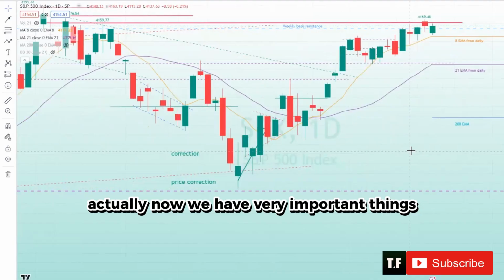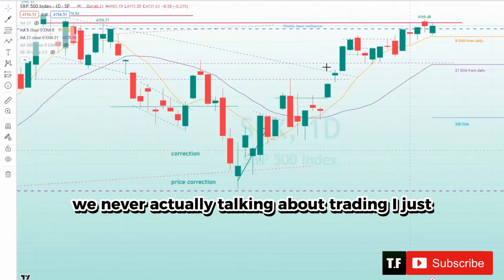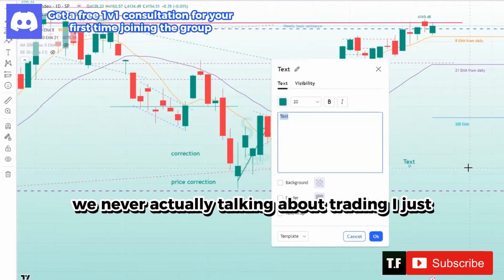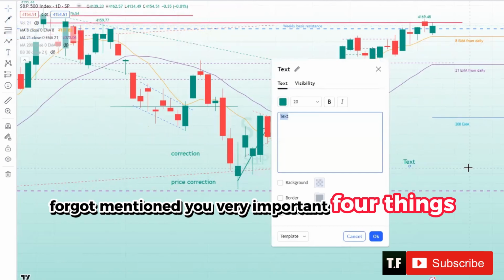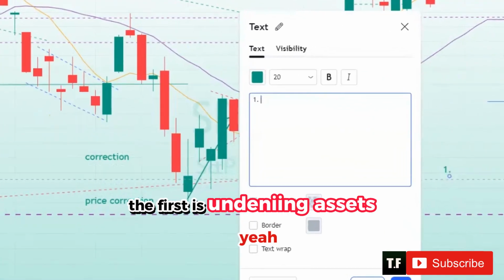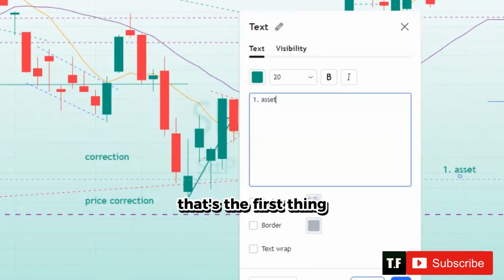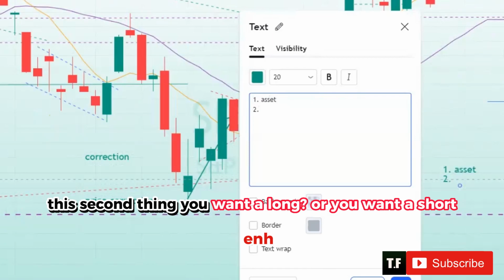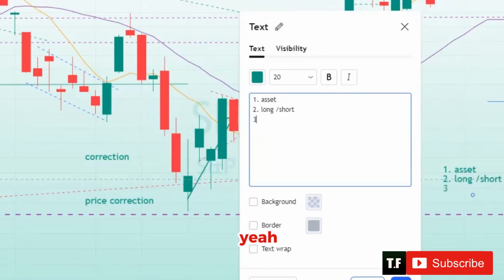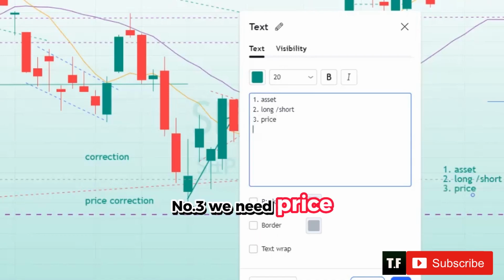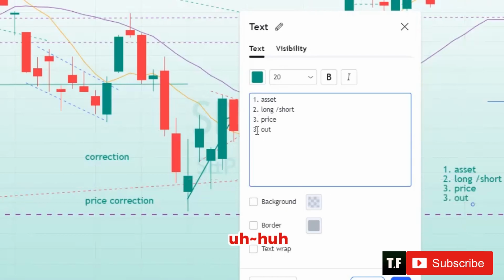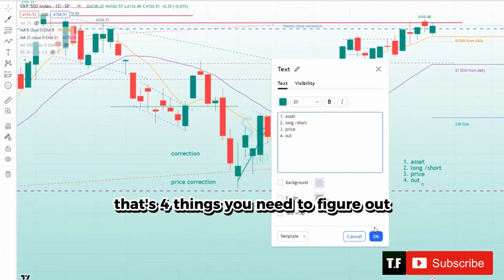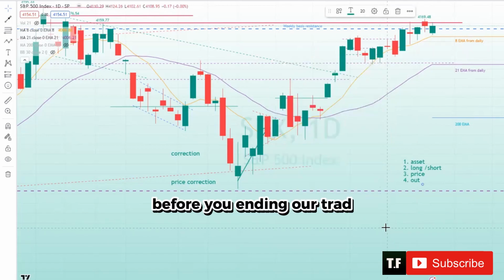Actually, now we have very important things. Talking about trading, I just forgot to mention to you four very important things. The first thing is underlying assets. The second thing, you want a long or you want a short. Number three, we need price. Number four, we need an out. Those are the four things you need to figure out before you enter a trade.